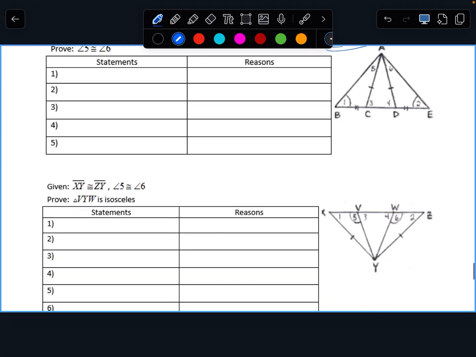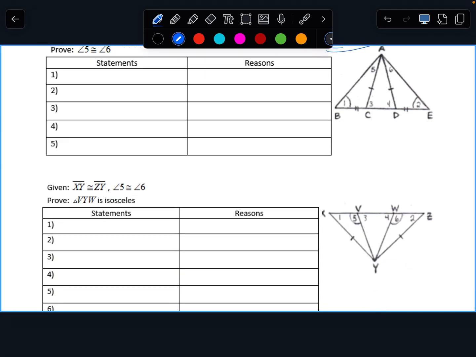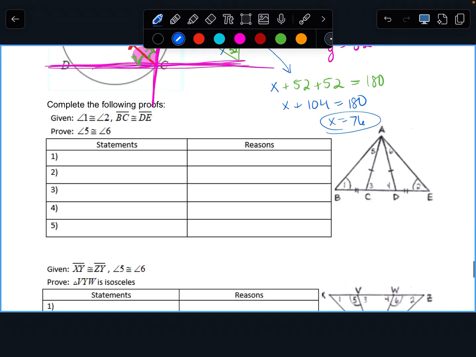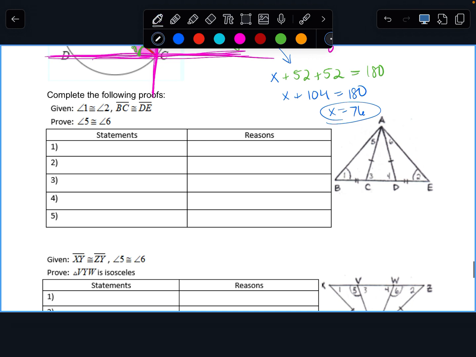All right, now proofs. Do you see the picture? Do they look similar? Like they're the same picture, but one's upside down, essentially, right? This is a clue to use isosceles stuff. So for this kind of picture, you're probably going to use isosceles things. So we're going to do our same proofs like we do all the time. You're going to say what you're going to prove goes last: angle 5 congruent to angle 6.